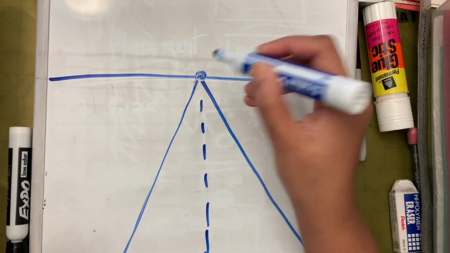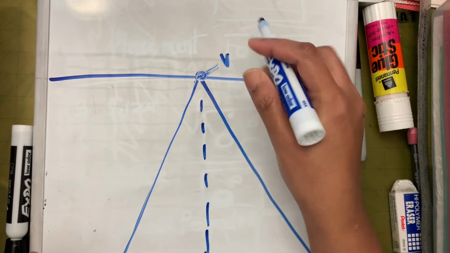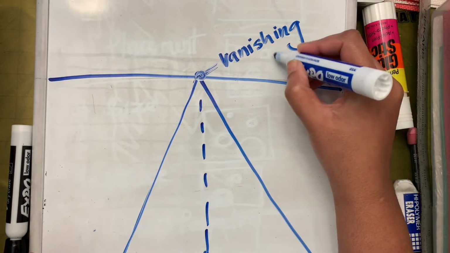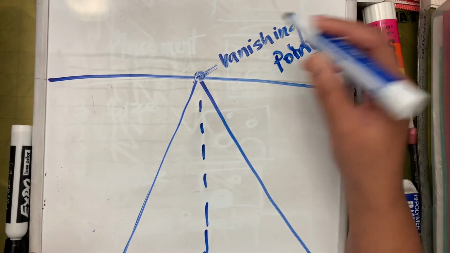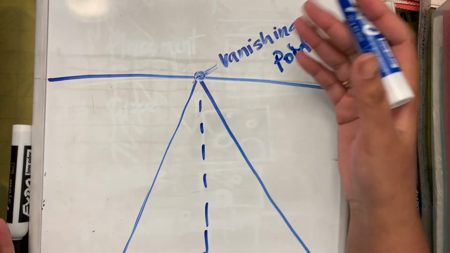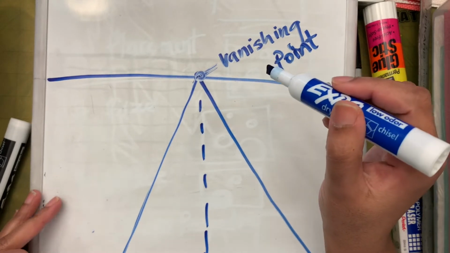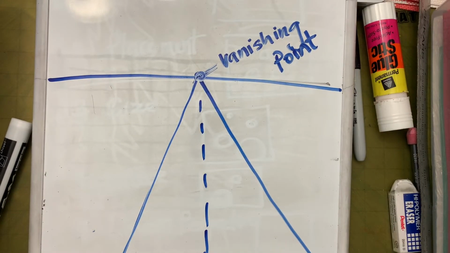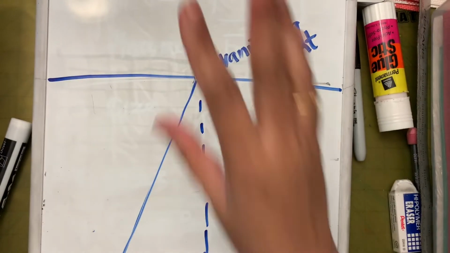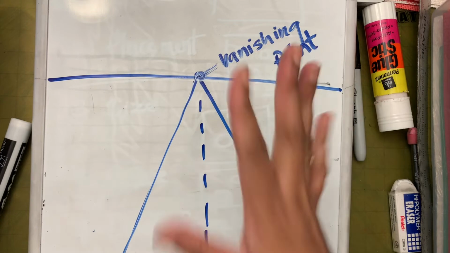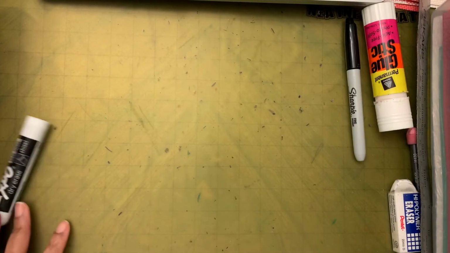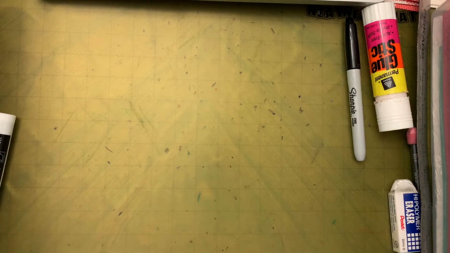That point is called the vanishing point. It is easy to remember because it's called the vanishing point, the point where everything vanishes or disappears. Okay, so how we are going to draw, you just need to remember the horizon line and the vanishing point. That's the point that is called the vanishing point. Okay, so let's see how we are going to draw this.